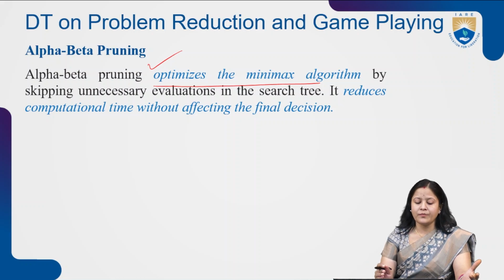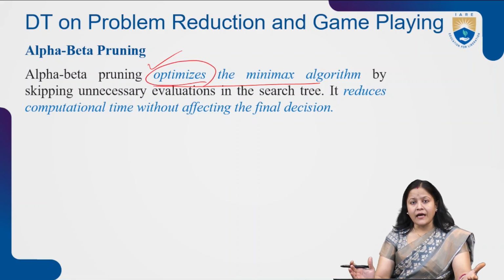How does alpha-beta pruning work? First of all, it is a technique which can optimize the time or cost of the Minimax algorithm. How can it optimize? By cutting the edges or leaves which are unnecessarily present inside the tree. If we cut that part of the tree which does not affect the final decision, those branches will be pruned from the tree. That is why it is called alpha-beta pruning.